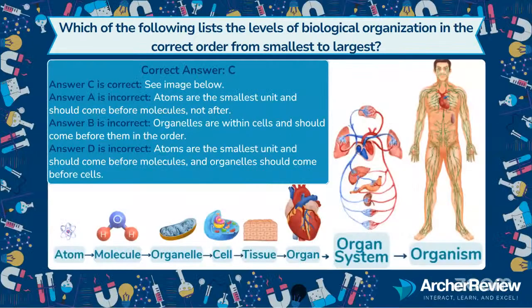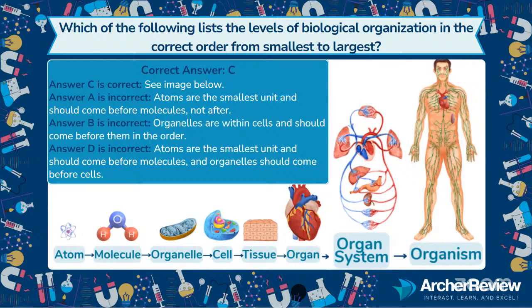Okay, our correct answer is C. And it was atom makes up molecules. So like that molecule of water is made of 2 atoms of hydrogen and 1 atom of oxygen. Then molecules make up organelle. So when we talk about macromolecules, carbohydrates, proteins, lipids, things like that.